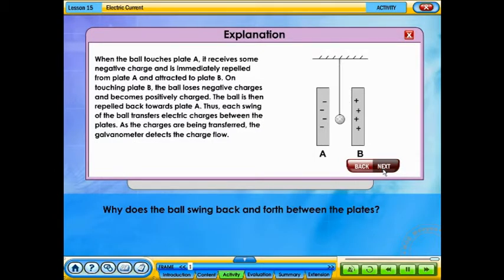When the ball touches plate A, it receives some negative charge and is immediately repelled by plate B. On touching plate B, the ball loses negative charges and becomes positively charged. The ball is then repelled back towards plate A. Thus, each swing of the ball transfers electric charges between the plates. As the charges are being transferred, the galvanometer detects the charge flow.